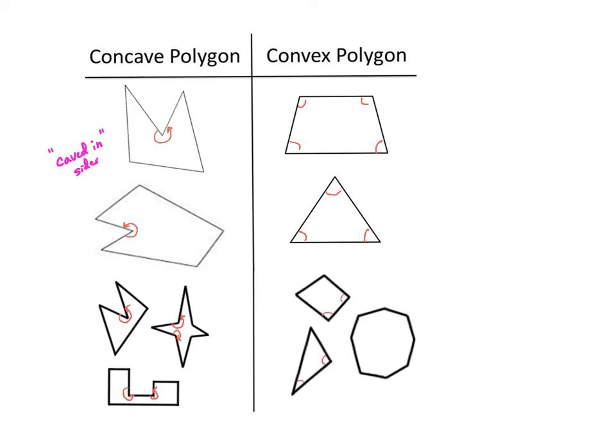So we could put on the left-hand side reflex angles and no reflex angles for convex. So again, every polygon can be classified as either concave or convex. It either has a caved inside, which creates a reflex angle, or it does not have any caved inside, which means it has no reflex angles in it.